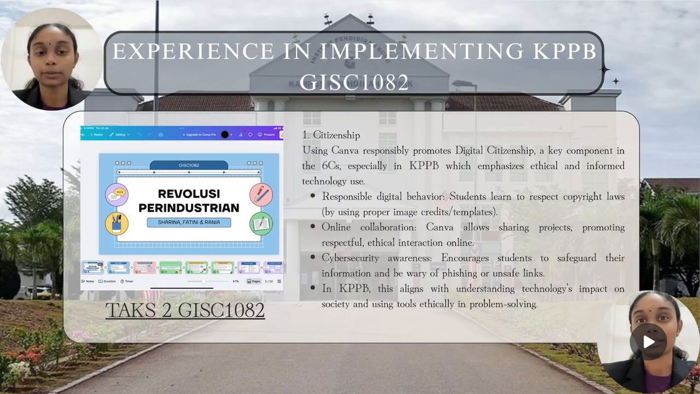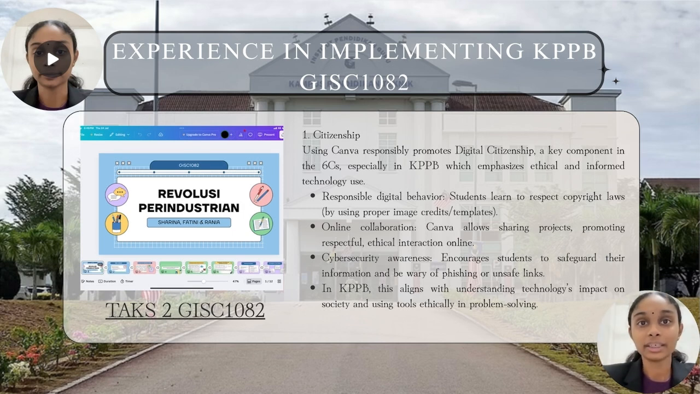Now, I will be explaining the aspect of citizenship. Citizenship refers to the status of a person who belongs to a country. In the education system, citizenship means the process of educating students to become responsible and active members of society. The main goal is to produce individuals who are not only academically competent but also contribute positively to their community and to the country. Our DLO, which is considered a KPPB element, which is citizenship, is implemented in our DLO too.